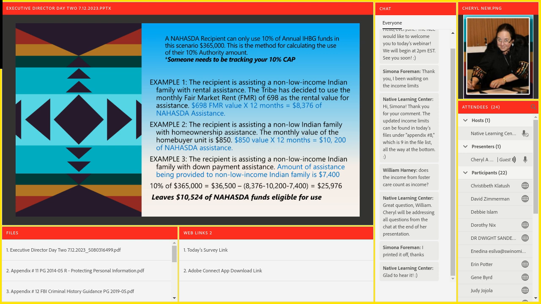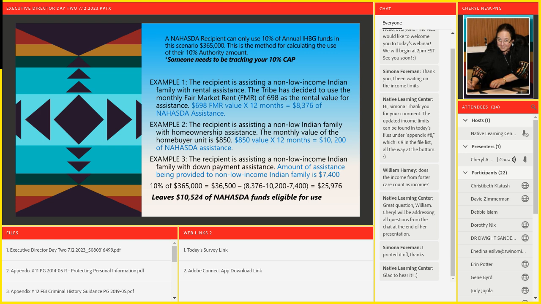$8,376 of your authority. Your second family is non-low income family. You're helping them with home ownership assistance. 850 a month, okay? Multiplied times 12, that's 10,200 of your 10% authority that you're giving NAHASDA assistance. So your third family is down payment assistance. You're going to help them with down payment assistance. The amount that you provide, because you have to again do a calculation. If you give your tribal members 10,000, you have to do a calculation for your low income members, and in this case it would come out to 7,400 is what you would be allowed to give them.